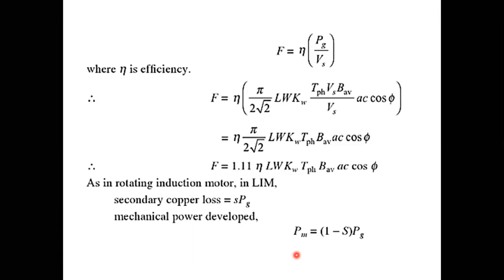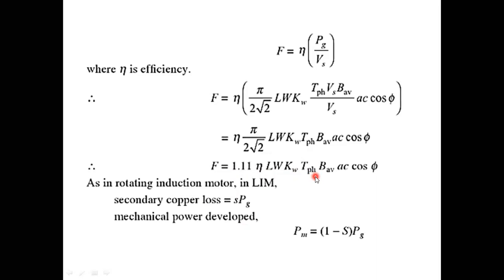Here eta is the efficiency value, and we substitute the gross power developed equation into the thrust linear force. Then we are getting F is equal to 1.11 eta L W KW into turns per phase B average AC cos phi.